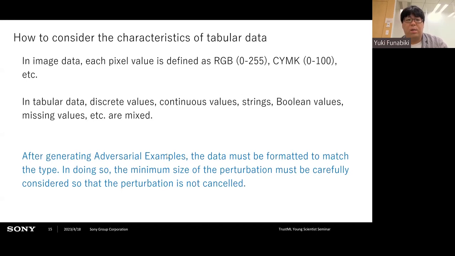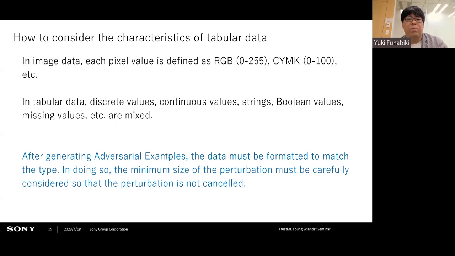And you can imagine that in image data, each pixel value is defined from 0 to 255 as RGB, or CMYK from 0 to 100, etc. So adversarial perturbations in adversarial examples can be formatted to fit these ranges. On the other hand, tabular data can have many types of data: discrete values, continuous values, strings, Boolean values, or missing values.